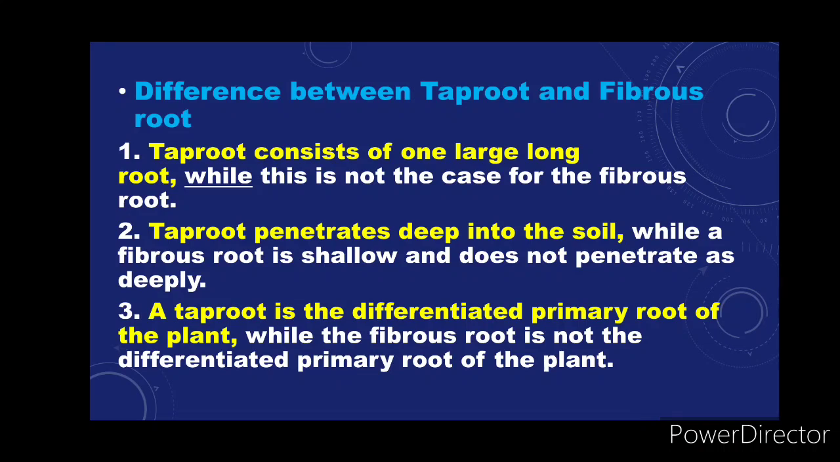But in the fibrous root you cannot differentiate the primary root, because all the roots look similar. In the fibrous root, can you find any main root? I hope not, because all the roots are of similar size. But in the taproot system, you can easily identify the main root and differentiate it from the other roots.